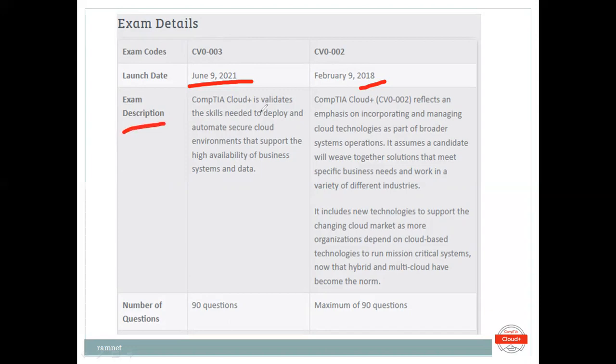Exam description: Cloud Plus validates the skills needed to deploy and automate secure cloud environments that support the high availability of business systems and data. Number of questions is 90. So this is the emphasis, and other things are there. Actually, better if we don't talk about the old one. Better you go for CV003.